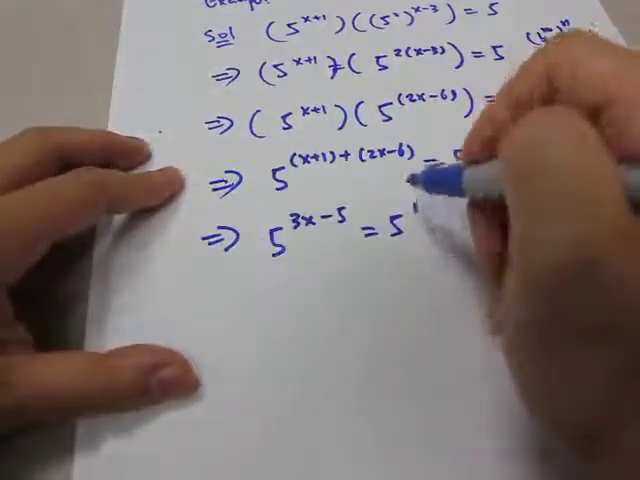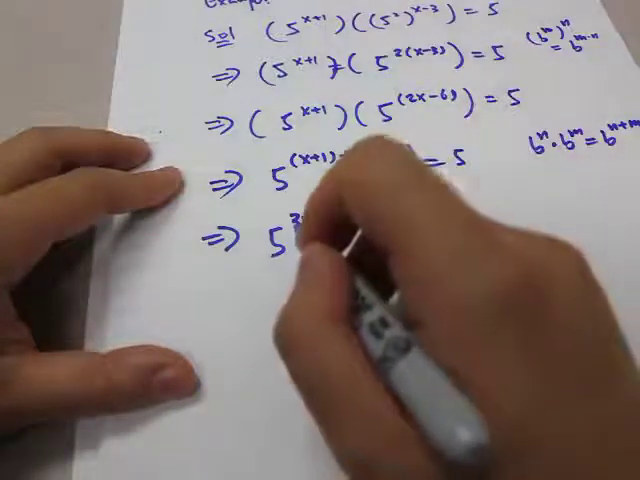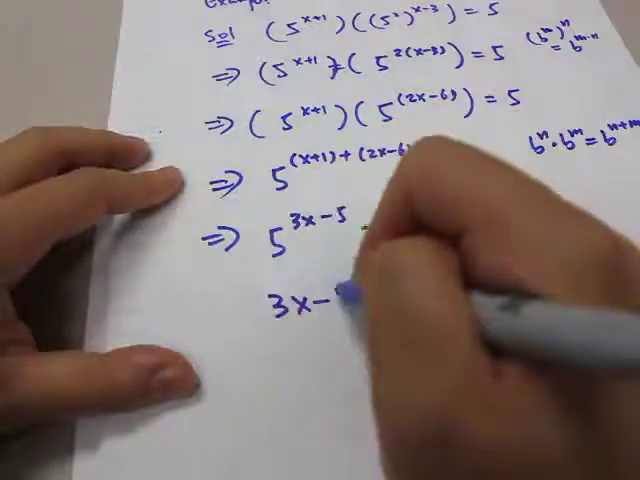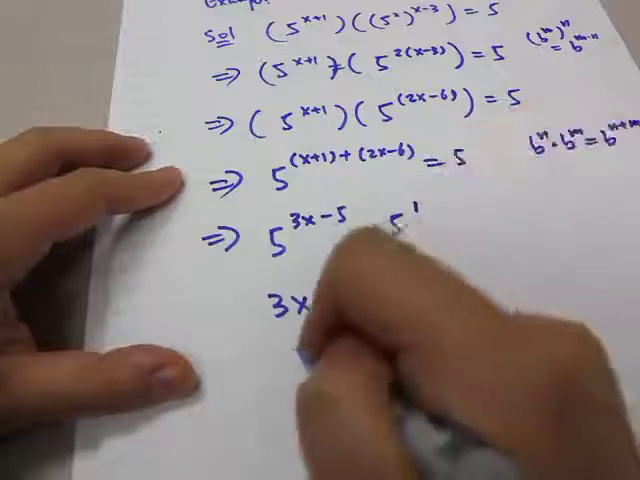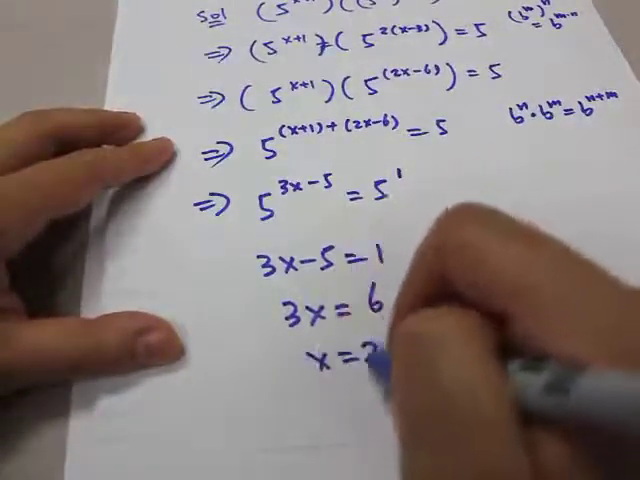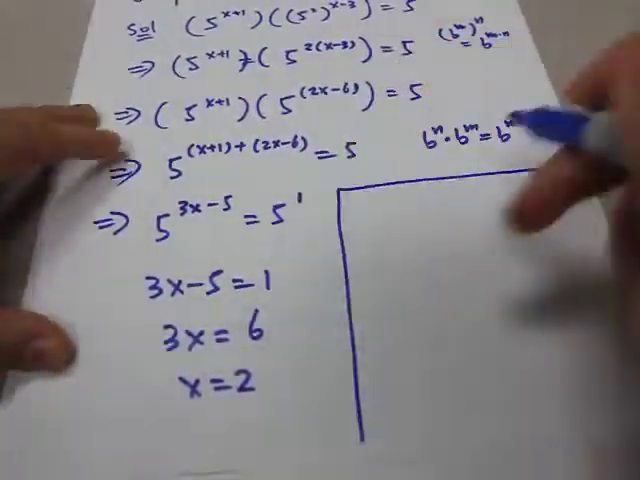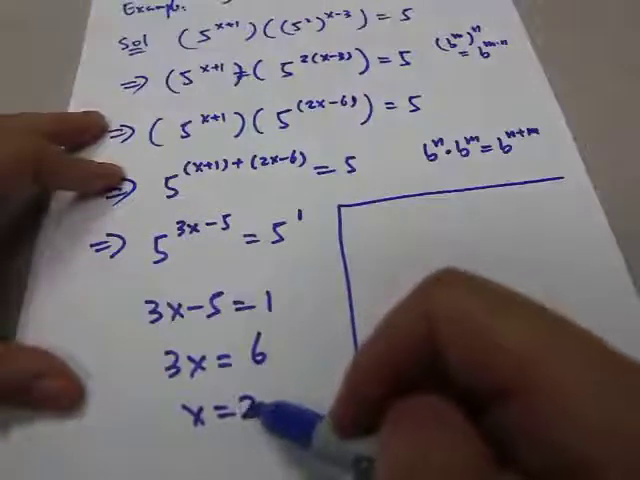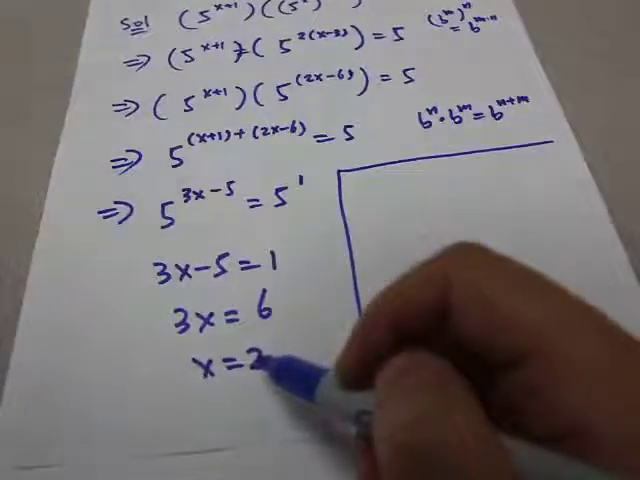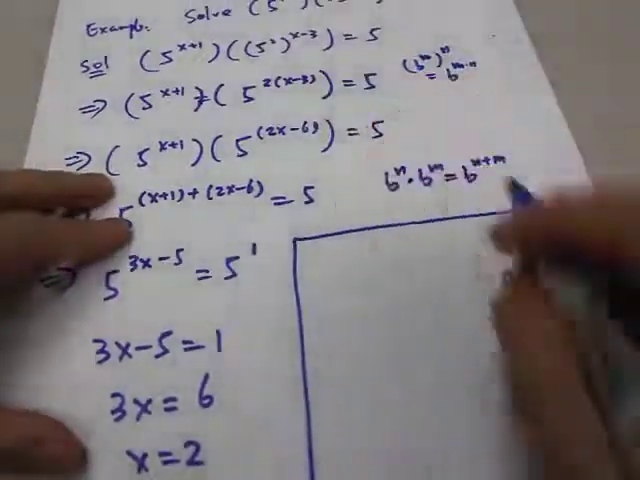And then by comparing these two powers, 3x minus 5 must be equal to 1. So 3x equals 6. Then x equals 2. Now we can verify our answer. So how do you verify the answer? We can verify the answer by plugging 2 into the original equation.